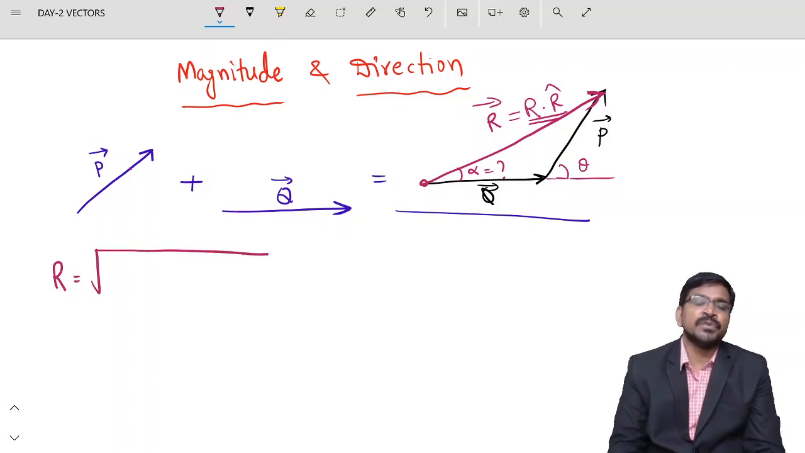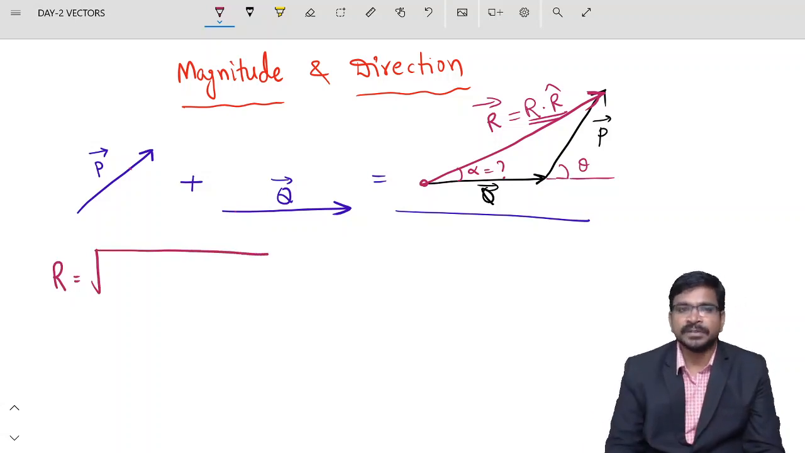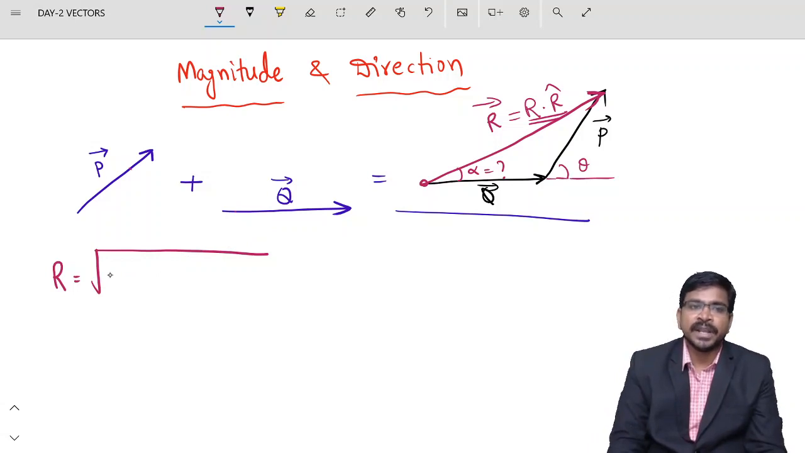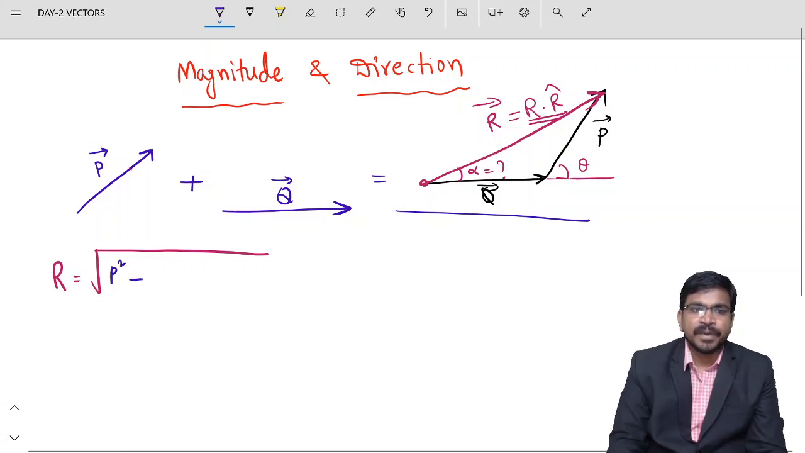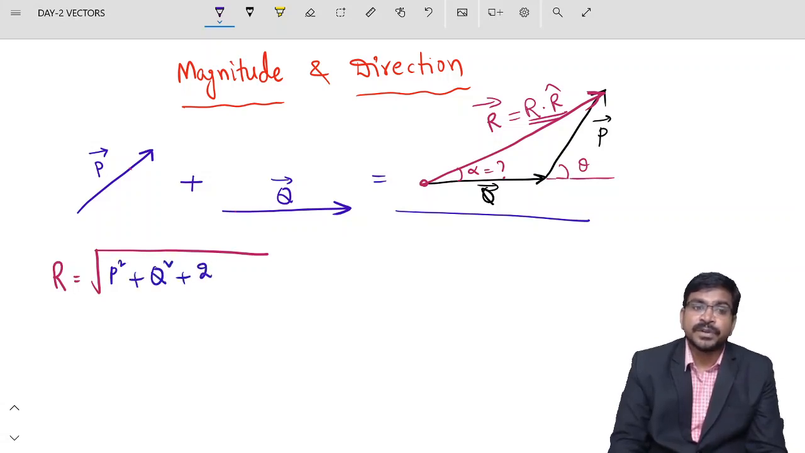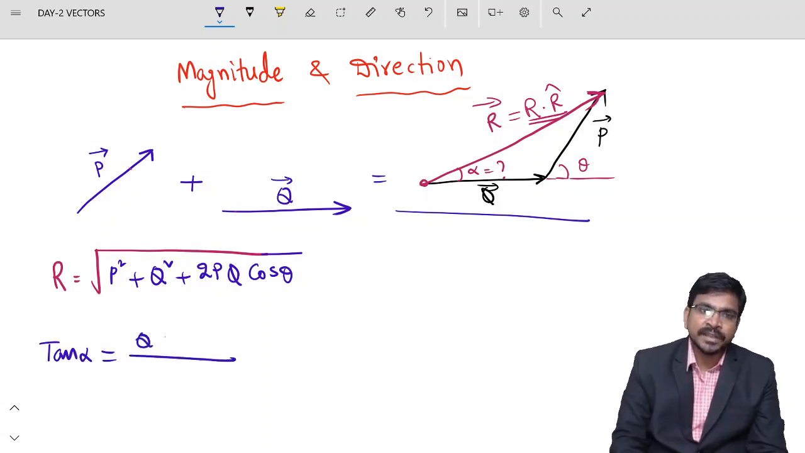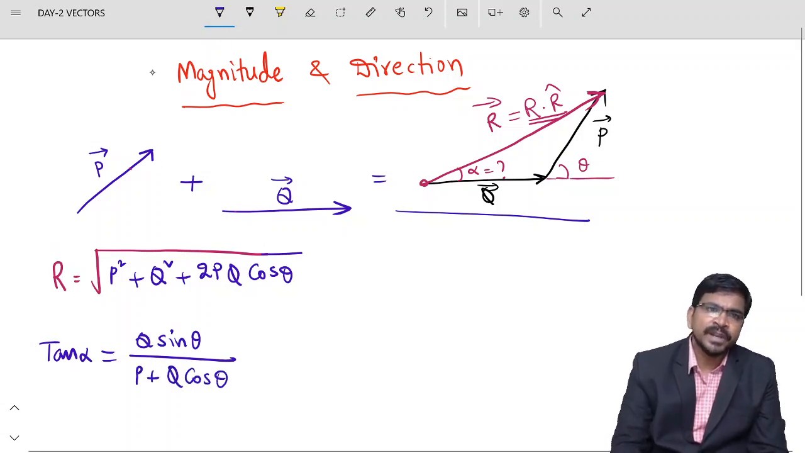Because it is a crash course, we can't derive this formula. For the crash course, you must remember this formula. You might have studied it already in your class 11 and 12. So R can be taken here. R is equal to square root of P square plus Q square plus 2PQ cos theta. And the direction, tan alpha, can be taken as Q sin theta over P plus Q cos theta. These are the two formulae, very, very important.